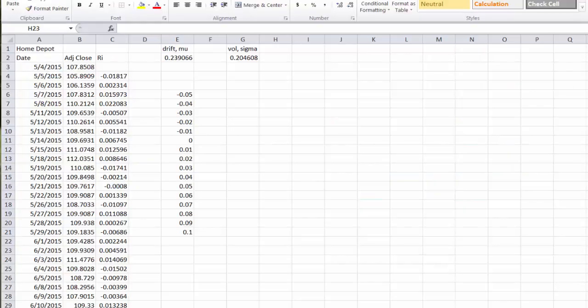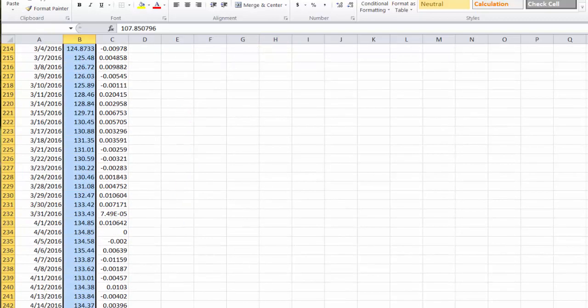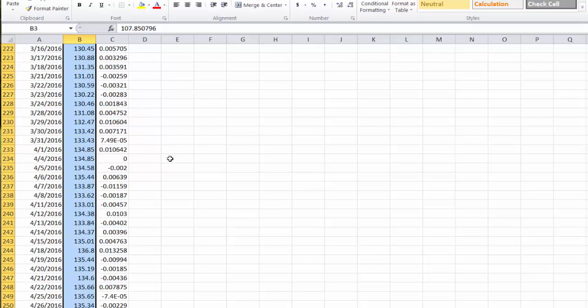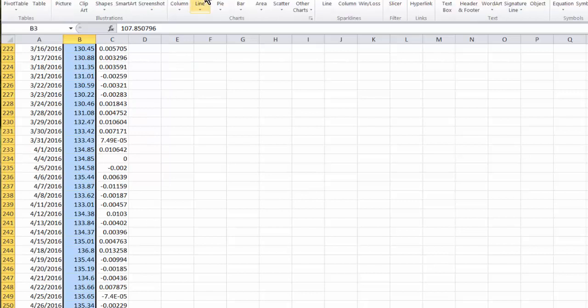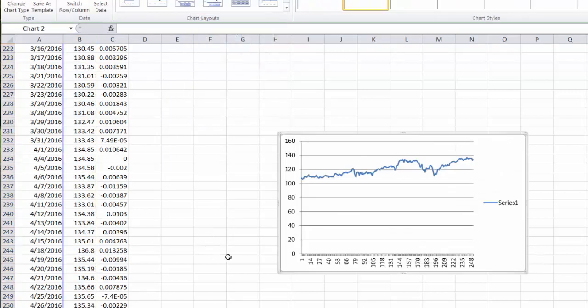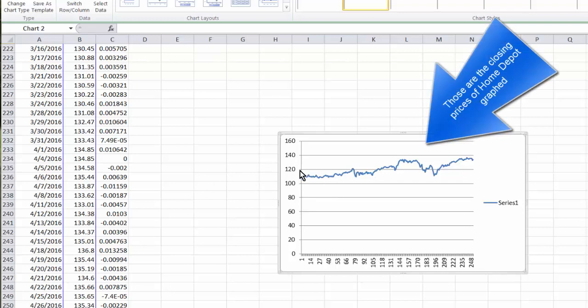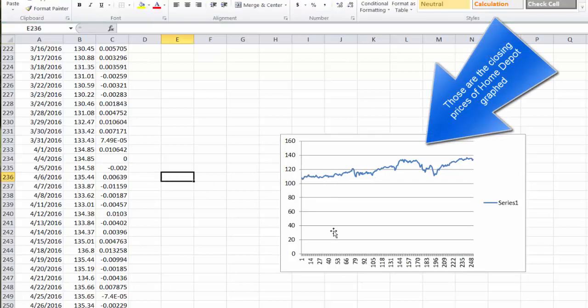So let's go back to our Home Depot stock. What we're trying to do is get enough understanding of how a stock moves so that we can simulate it, so that we can model it. Here are our adjusted closes, and we did look at a graph that Yahoo made, but let's just look at our own graph. That's what it looks like. So if we could produce something that looked like this, we could say we were modeling Home Depot stock.